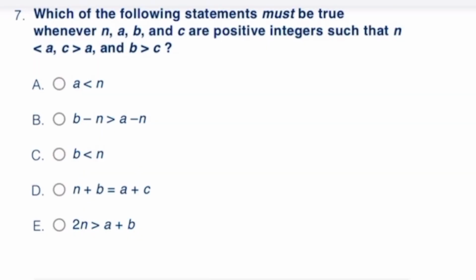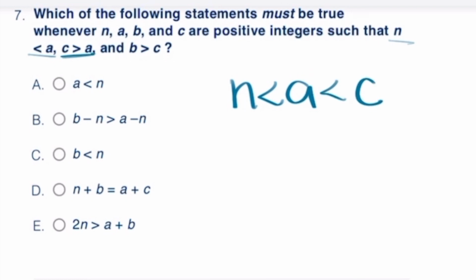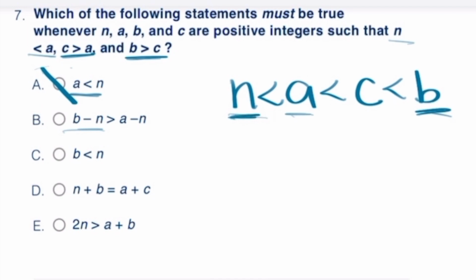Moving on to 7, we're just ordering these things from least to greatest pretty much. So they tell us n is less than a. Then they tell us that c is greater than a, so that would mean a is less than c. And lastly, they tell us b is greater than c, meaning c is less than b. So I got my stuff in order here, and I'm just going to go through. Right? A is greater than n, not the other way around. B, so my biggest number minus my smallest number, is greater than my second to smallest number minus my smallest number. I would go ahead and say, yeah, that's correct, but let's check the others.